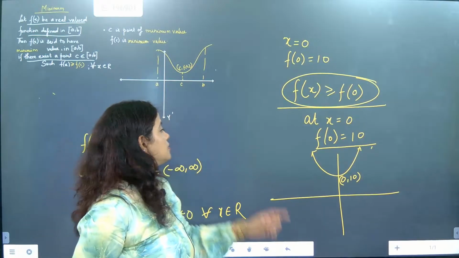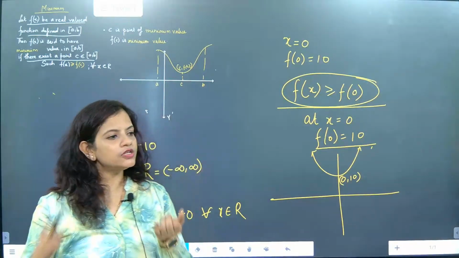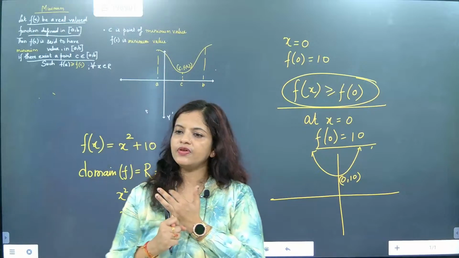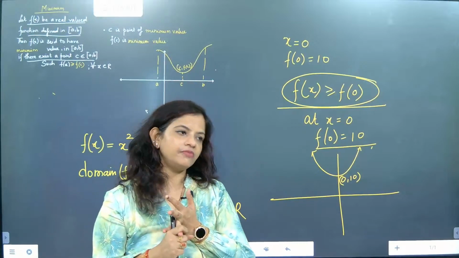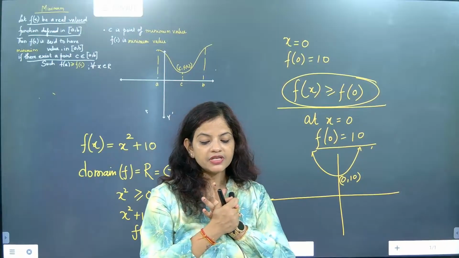Understood or not? So that means what? We understood one example we took, there we were getting a maximum. Another example we got, there we were getting a minimum. Now we are going to check some more examples.